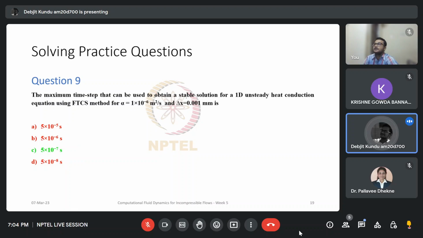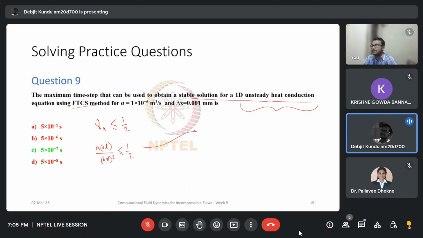So the thing is we have to obtain a stable solution for a 1D unsteady heat conduction equation using FTCS method. So what is the criteria for obtaining a stable solution? In this case, 1D unsteady heat conduction equation. It's that gamma x has to be less than or equal to half, right? So what is gamma x over here? Gamma x is alpha into delta t divided by delta x square. Now this has to be less than or equal to half, and we have to find the maximum time step. So if something is less than or equal to something, then the maximum value of that left hand side is the actual value of the right hand side.